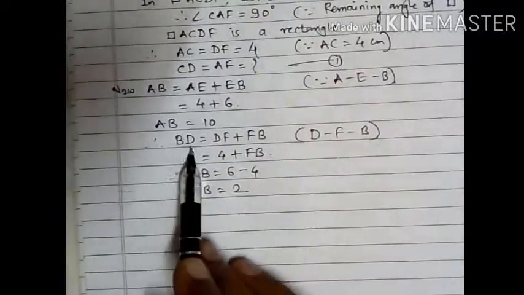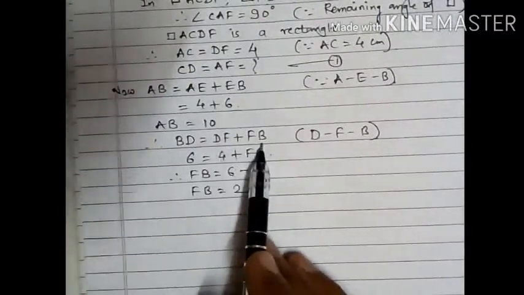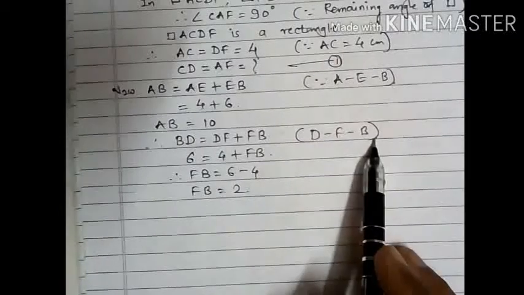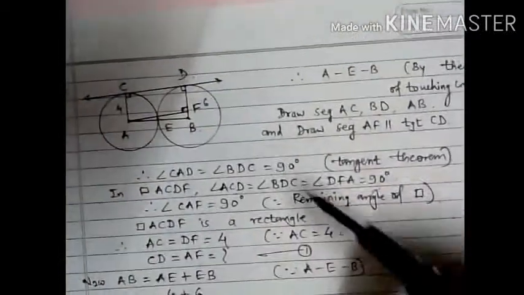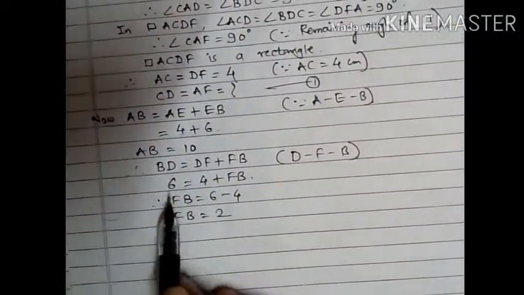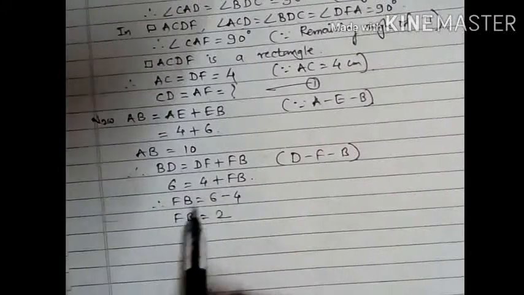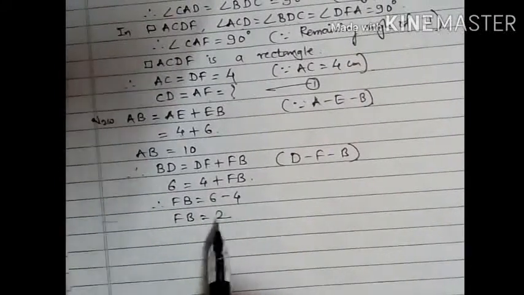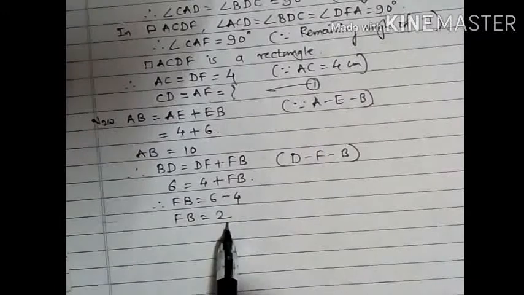Therefore, BD is equal to DF plus FB, because D, F, B are collinear points. Therefore 6 is equal to 4 plus FB. Therefore FB is equal to 6 minus 4. Therefore FB is equal to 2.